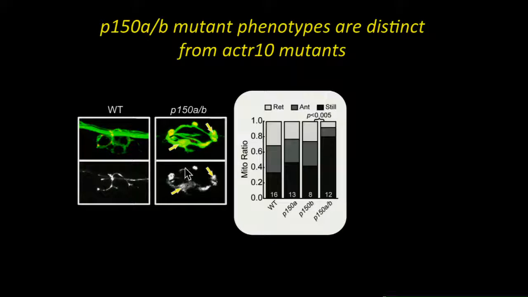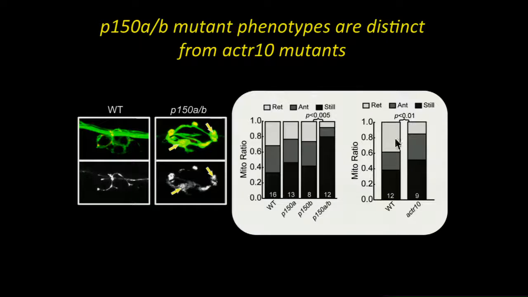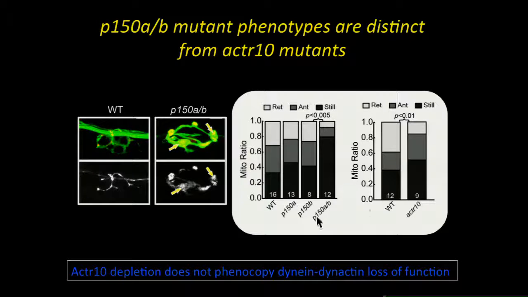And we can again use our in vivo imaging assay to look at the motility of mitochondria in this P150AB double mutant. If you look at the proportion of mitochondria that are stationary or moving in the anterograde or retrograde direction, in the single mutants you have no effect. But if you lose P150, both isoforms, you have a strong reduction in almost all mitochondrial motility, which is again very different from loss of ACTR10 function, where you actually have an increase in anterograde transport. So this argues to us that ACTR10 depletion does not phenocopy loss of dynein or dynactin.